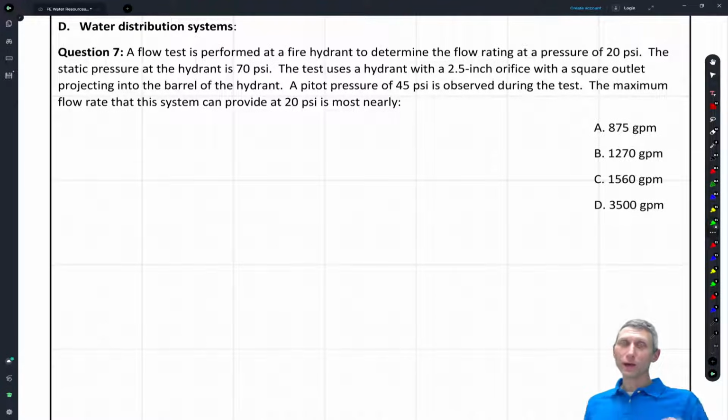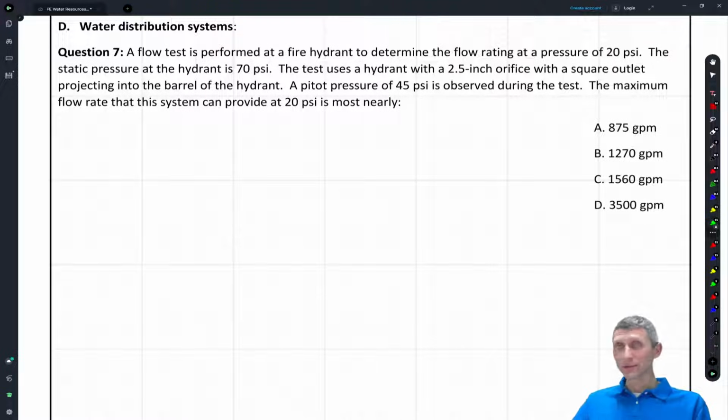When I was in full-time consulting, one of the things that we had to do is, as we're putting a site together, we have to work with the fire protection engineers to make sure there's enough fire flow at the site for the building.